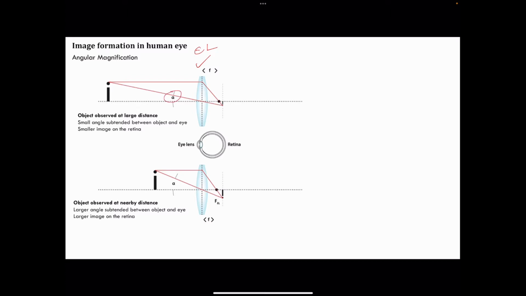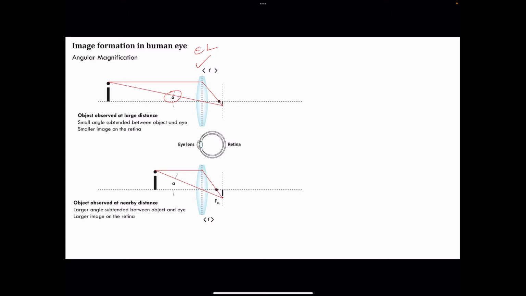which is shown here. Now, when we are observing something that's very far away from the lens of the eye, it's going to subtend a very small angle, and hence the image that is formed on our retina, the resultant image because of the subtended angle, will be very tiny. That's why when you see an object which is very far away from you, you see it very tiny. However, as you bring it closer, let's see what happens.